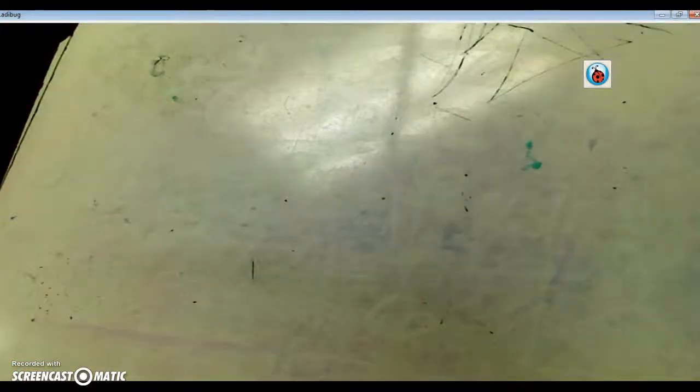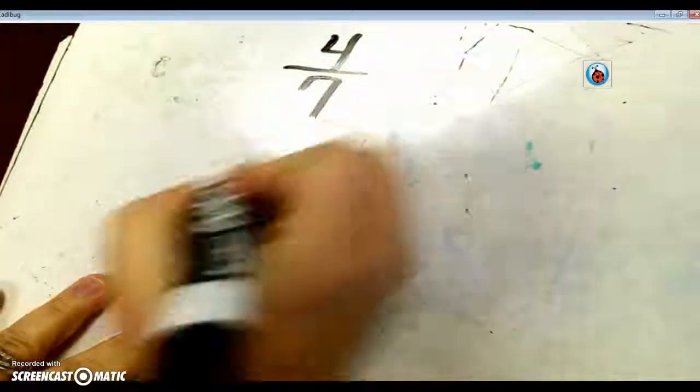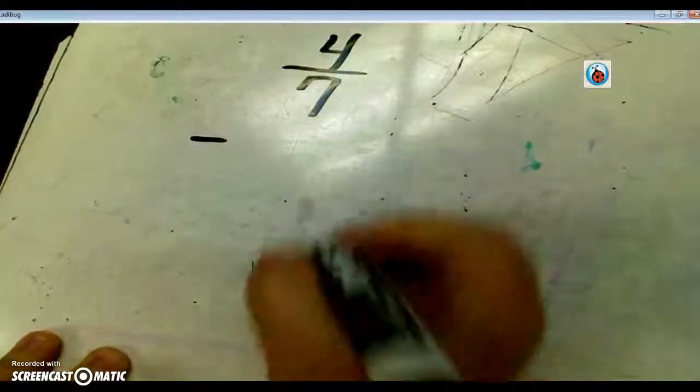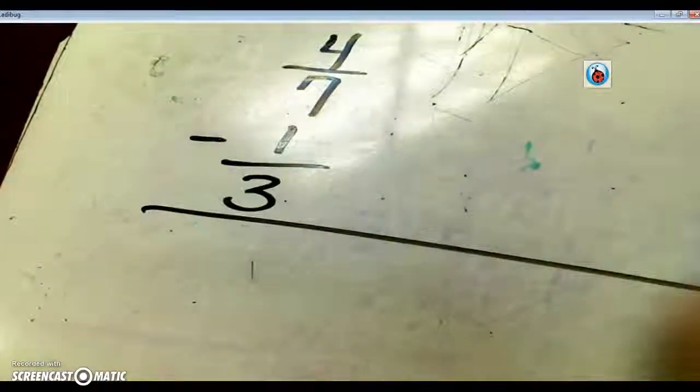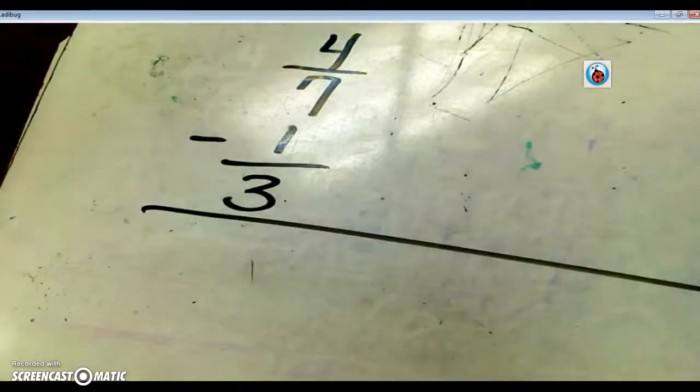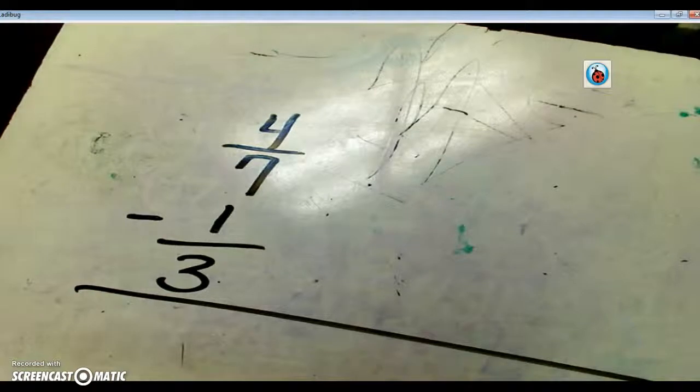Here's one for you to work along with me. I have 4/7, so your board should be out. Your marker should be moving along with mine. Minus 1/3. Notice I'm still writing it vertically. Vertical means up and down. Okay? Raise your hand if you can tell me the first step. When I look at these fractions, what's my first step, Alexa?